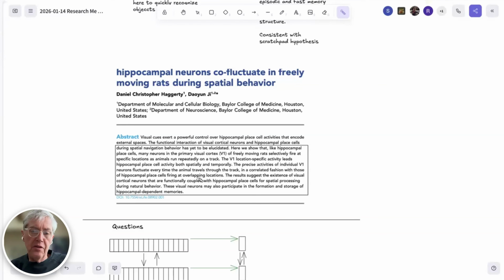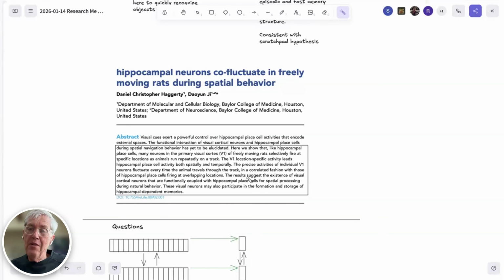The precise activities of the individual V1 neurons fluctuate every time the animal travels through the track, just like place cells, and in a correlated fashion with those of the hippocampal place cells firing at overlapping locations. So they're basically saying we're finding place cells in V1 that match the place cells in the hippocampus. This suggests the existence of cortical neurons that are functionally coupled to the hippocampal place cells for spatial processing during natural behavior. These visual neurons may also participate in the formation and storage of hippocampal-dependent memories.